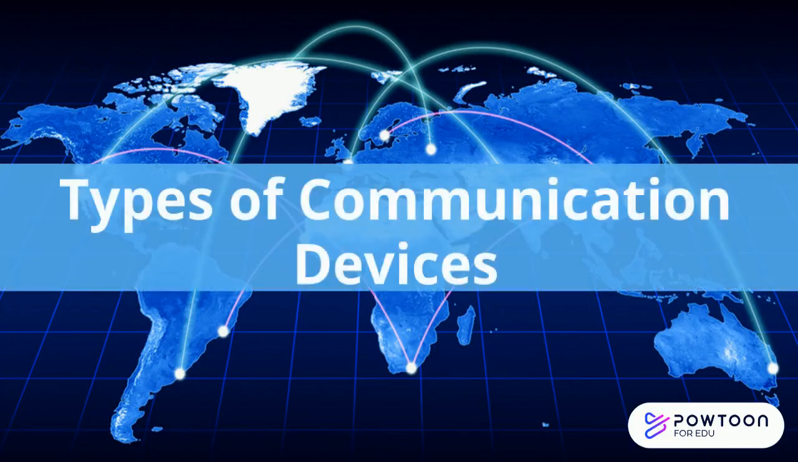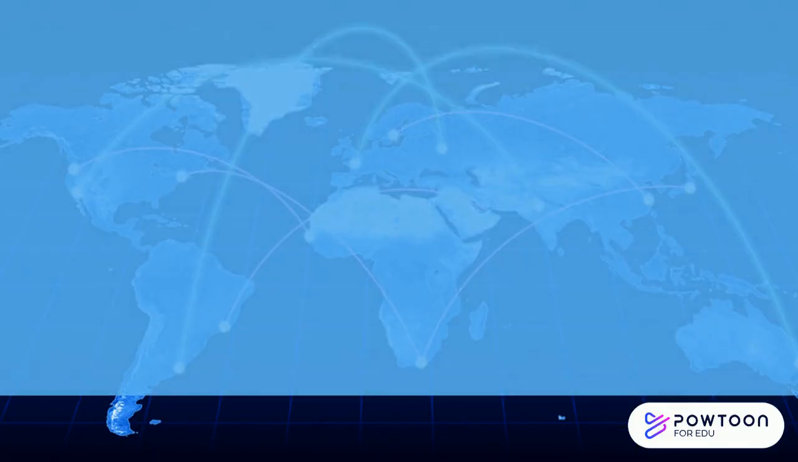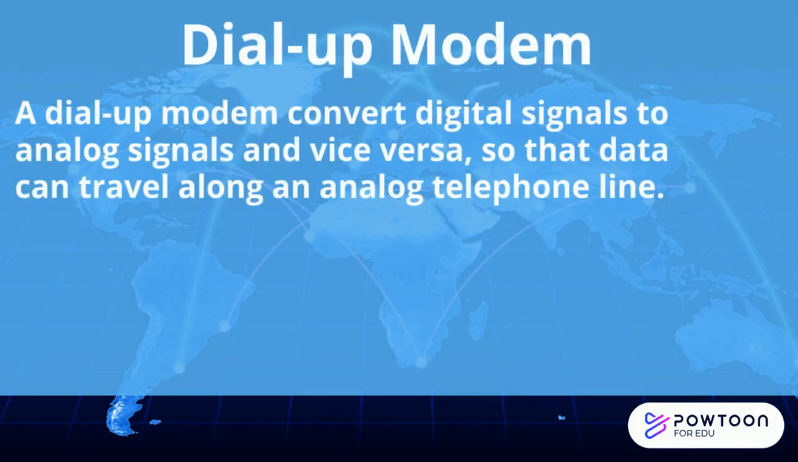Types of communication devices. Dial-up modems. A dial-up modem is a communication device that can convert digital signals to analog signals and vice versa, so that data can travel along an analog telephone line.